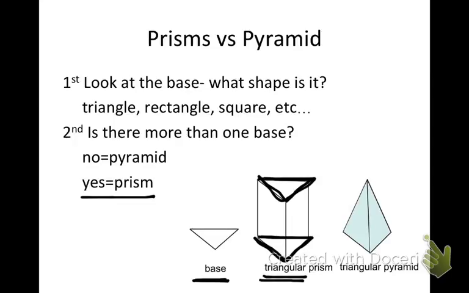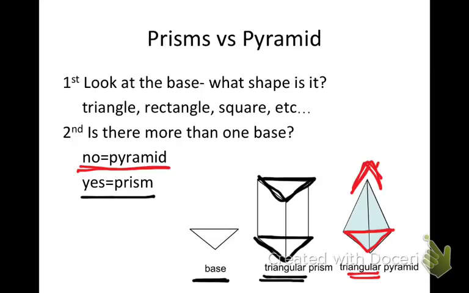So this also has a triangle for the bottom. You just can't see it, but it still has a triangle for the bottom. But it doesn't have another one on the top. It just goes to a point. So is there more than one base? No. So that makes this a pyramid.